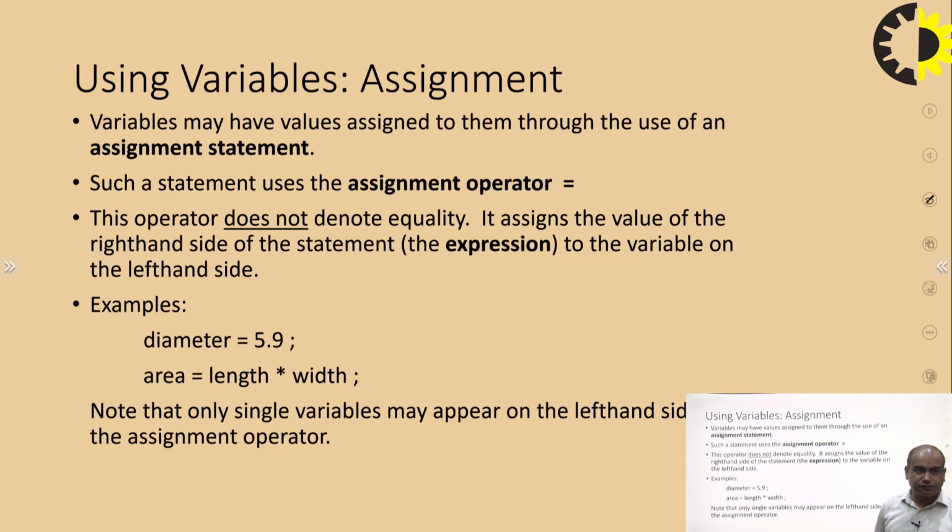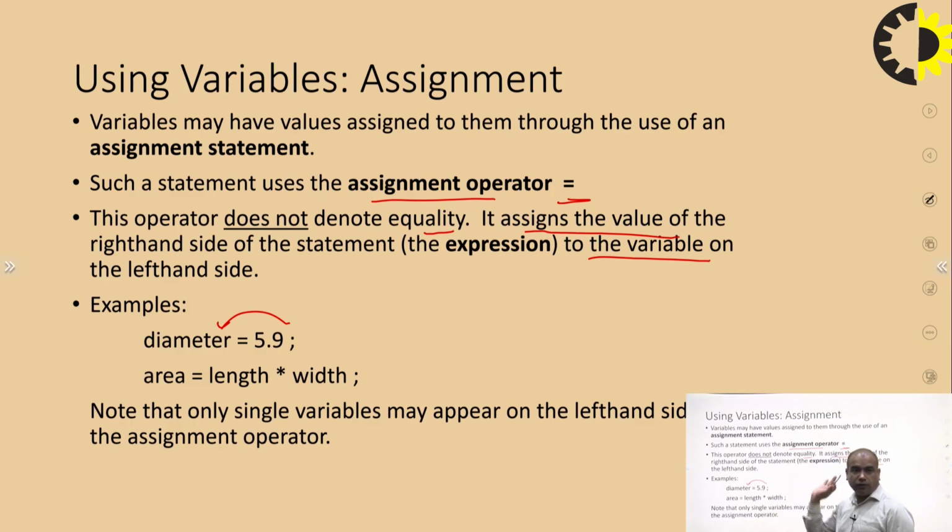Next, if I talk about assignment, variables may have values assigned to them through the use of an assignment statement. Such statements use the assignment operator, that is this one. This operator does not denote equality. It assigns the value of the right hand side to the variable on the left hand side. Like 5.9 will be assigned to diameter, right to left.